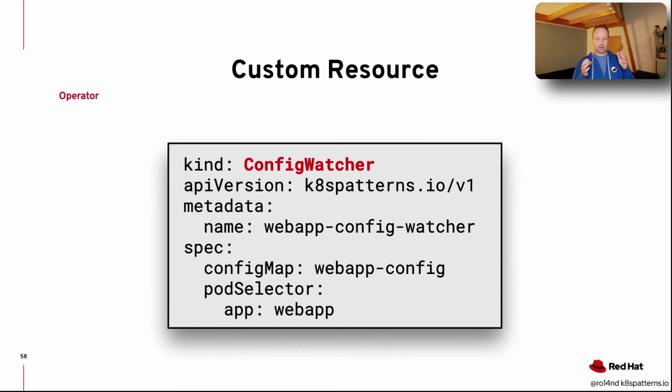So you can use a kind ConfigWatcher, and then you have a specification, the spec field, which is very specific to your own resource. This resource encapsulates your domain knowledge. This example is based on the controller example that we just have seen. It's about an operator running in the background, watching this custom resource. As soon as it sees such a custom resource, it knows it has to watch a config map with the name web-app-config, and as soon as this config map changes, restart all pods which match this selector here.